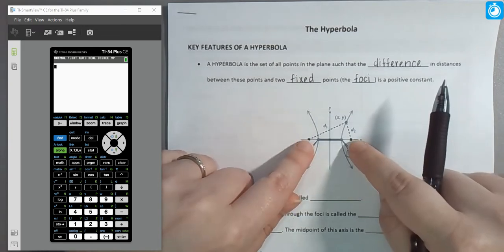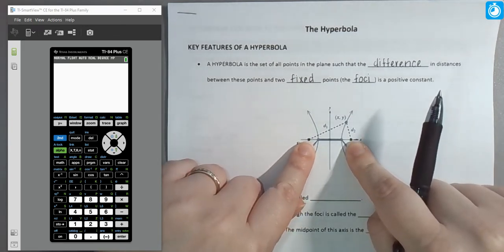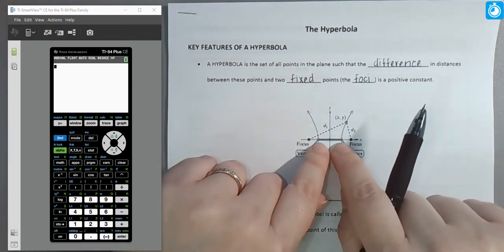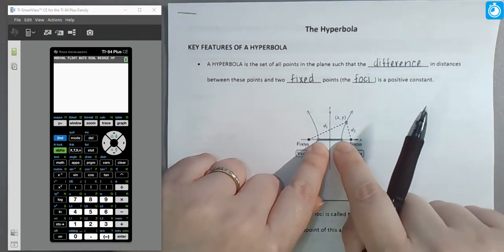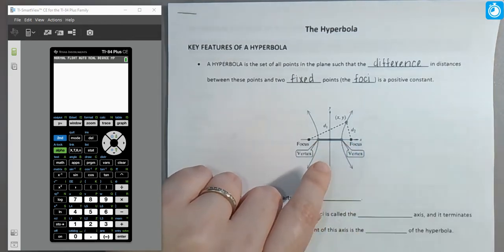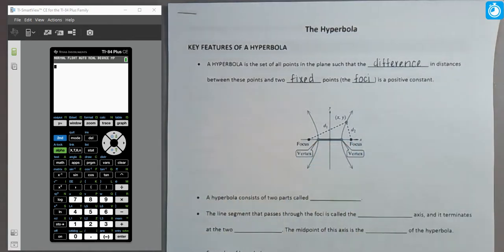Notice in this case we have two foci, but they're going to be outside of what we're going to think of as the vertices. Just as an ellipse has foci and vertices, a hyperbola does as well, but it looks very different from what we see with the ellipse. With the ellipse, the foci are always going to be closer to the center of the graph than the vertices are, and in the case of the hyperbola, that's actually going to be flipped.